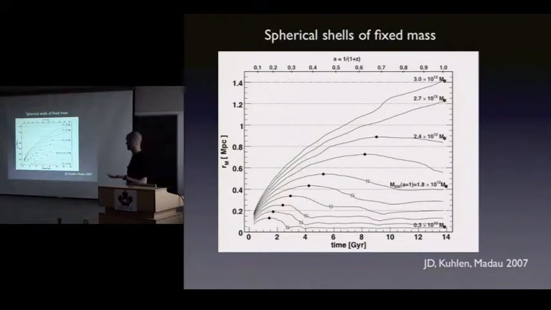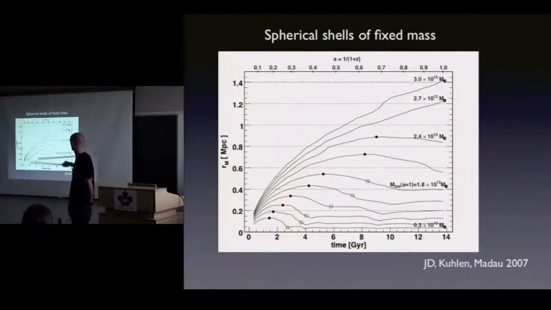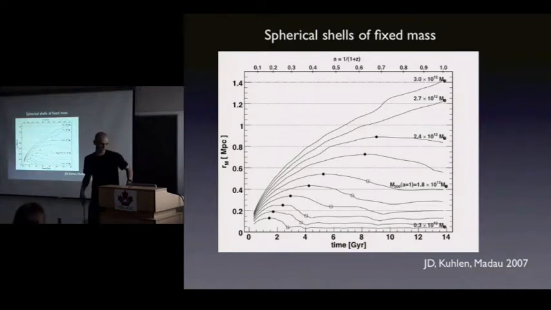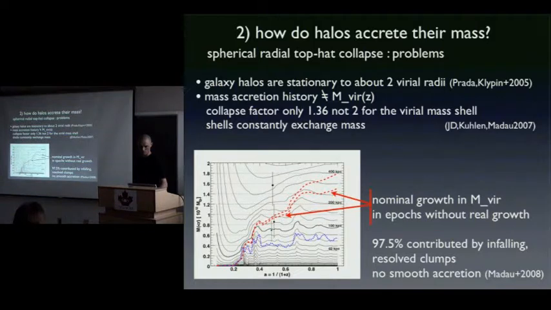Now, if you look at shells that enclose a fixed mass and how they evolve with time, you see that the shell that actually encloses the virial mass does not collapse by a factor of 2, nowhere near a factor of 2. I mean, it should have gone up to 0.8 megaparsecs. Another difference is, of course, these shells contain a fixed mass, but they do not contain the same mass at all times. So the reality is very different, obviously, from the simple collapse model.